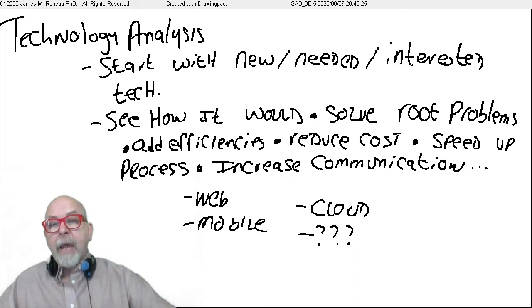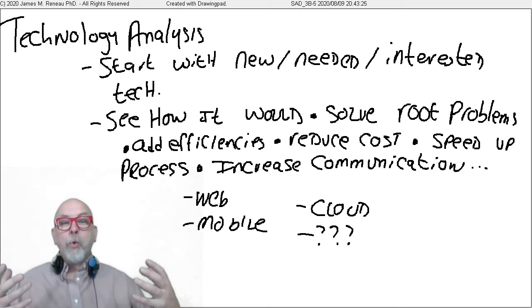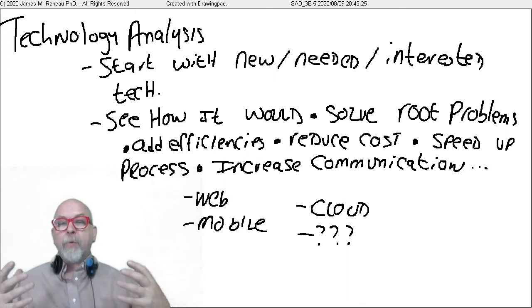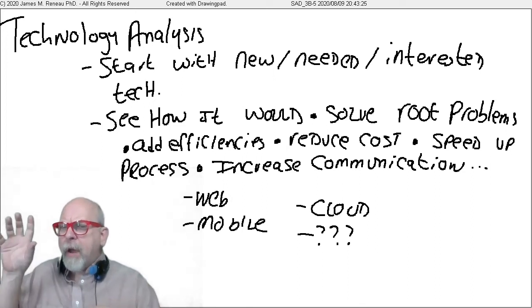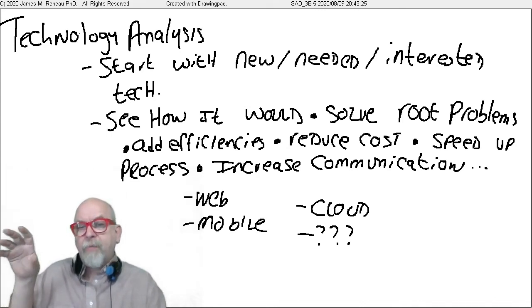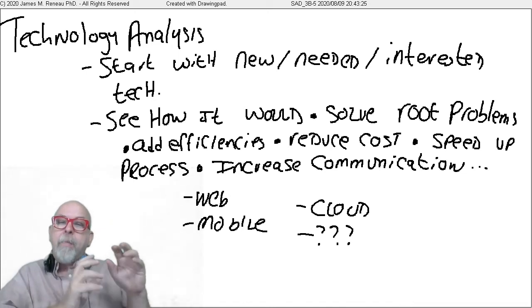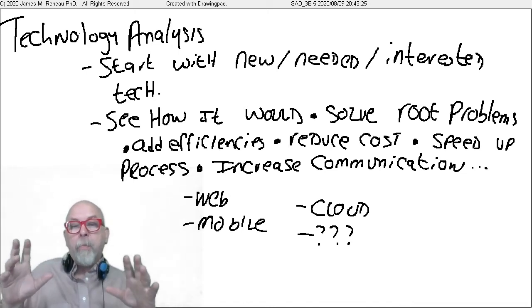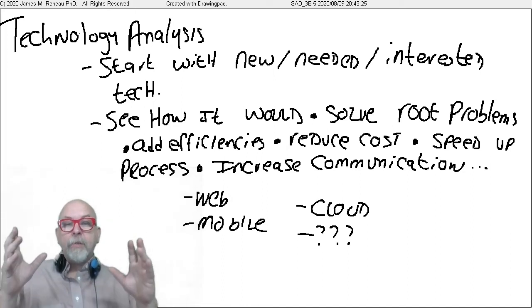We also need to be analyzing the technology. And a technology analysis will often start with the new, with needed, with things we're interested in. Well, I'm thinking we might want to do this. I'm thinking we might want to do it using this new stuff, or we're thinking we want to move it to the cloud, or we're thinking we might want to make it web, or we might want to do mobile. And so those are the new, the needs, the interesting tech.